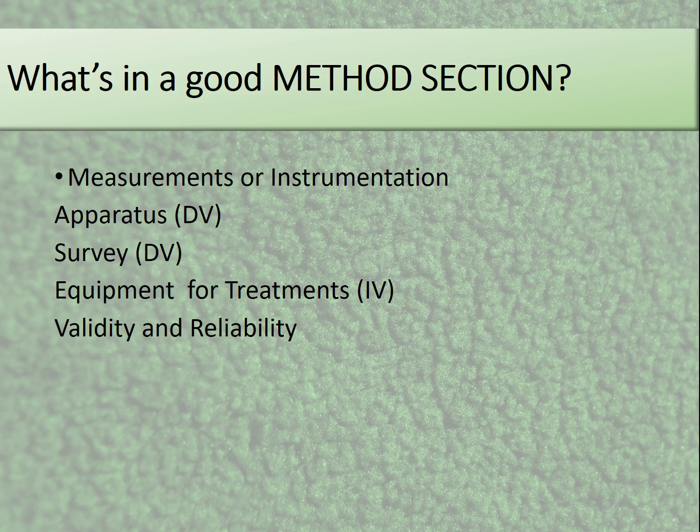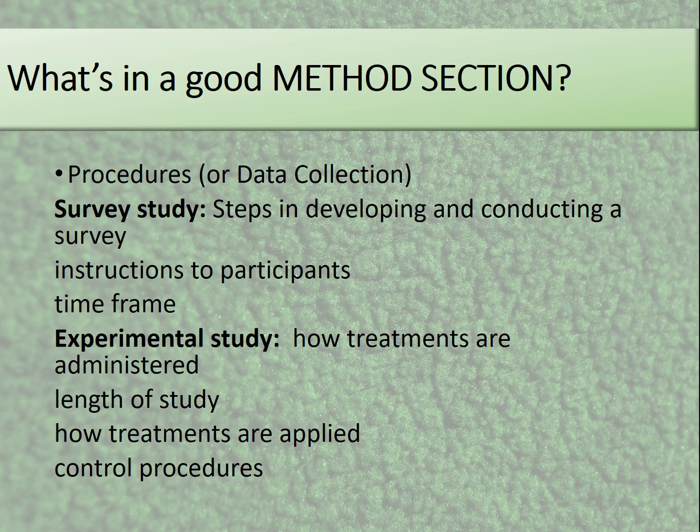Methods of obtaining measurements or instrumentation are detailed, and the validity and reliability of these measures are documented. Generally, you should include apparatus, survey, equipment for treatments, and validity and reliability. Next, procedures or data collection are described. For example, if the study is a survey, you will discuss the steps in developing and conducting a survey.